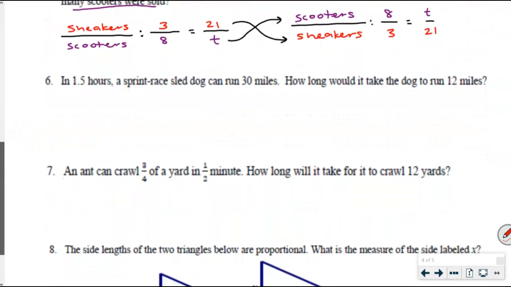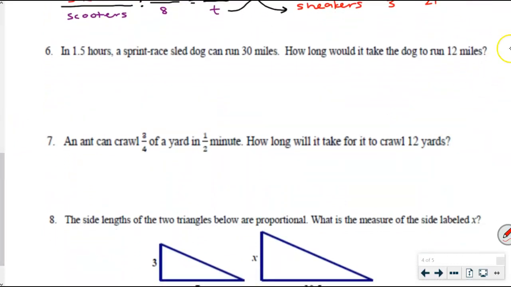The next one, I've got just enough time to go over probably one more. In 1.5 hours, a sprint race sled dog can run 30 miles. So in 1.5 hours, that sled dog can run 30 miles. How long would it take? That's the question being asked. How long would it take for the dog to run 12 miles? Oh, I did that backwards. How long is the time question? We don't know how much time, but the dog is going to go 12 miles. So it looks like I'm going to have hours compared to time.